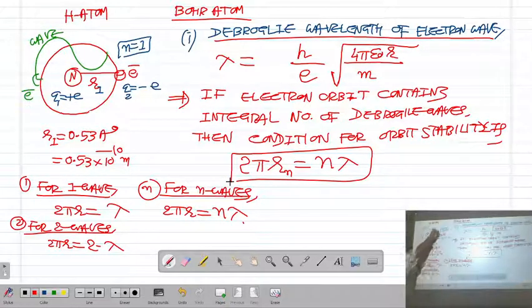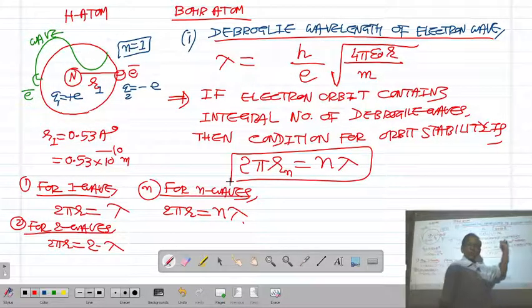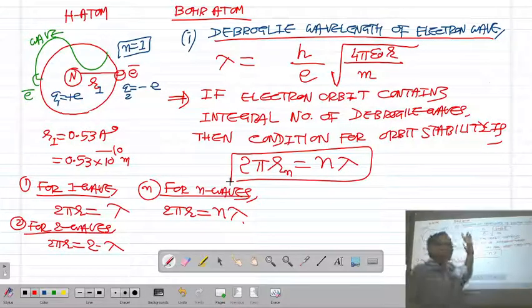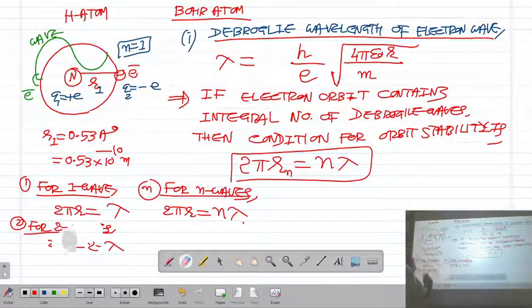If the electron orbit contains 1 wave, then the circumference 2 pi r is 1 lambda. If it contains 2 waves, then 2 pi r is 2 lambda. If the orbit contains n number of de Broglie electron waves, then the circumference 2 pi r must be equal to n lambda, because the wavelength of one wave is lambda, and the length of n waves will be n lambda.